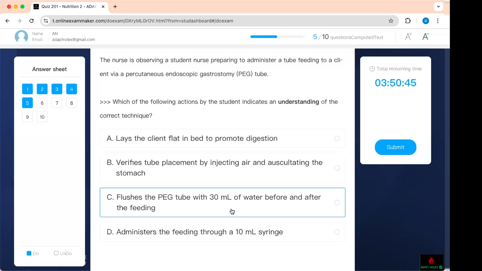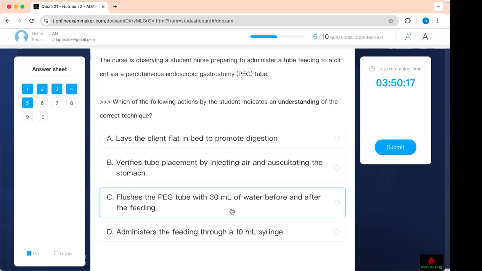Which of the following actions by the student indicate an understanding of the correct technique? That means they're doing something. We want to make sure the technique is appropriate. And next, what is the buzzword? And next is observing a student nurse preparing to administer tube feed to a client via percutaneous endoscopic gastrostomy tube. Which action indicates correct understanding of the technique?